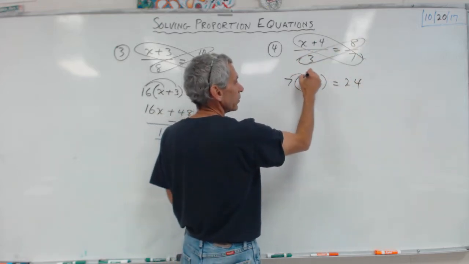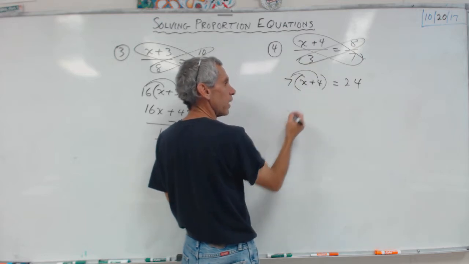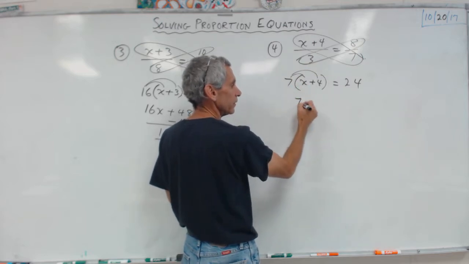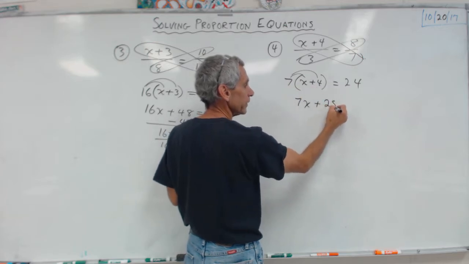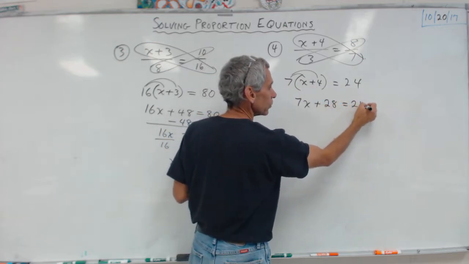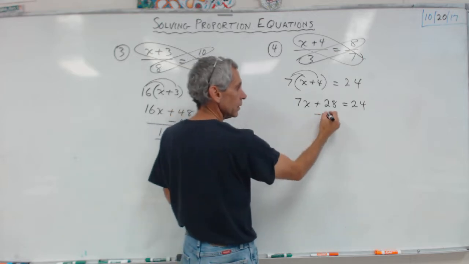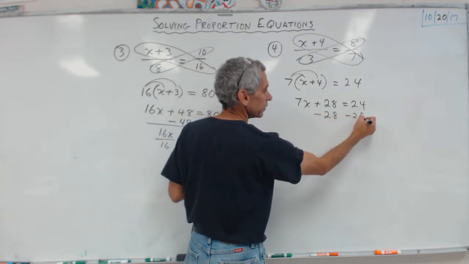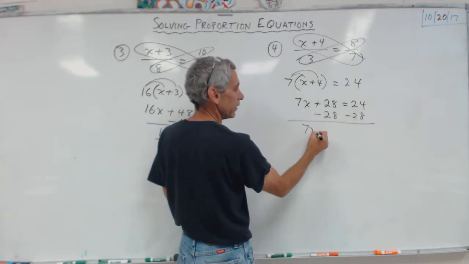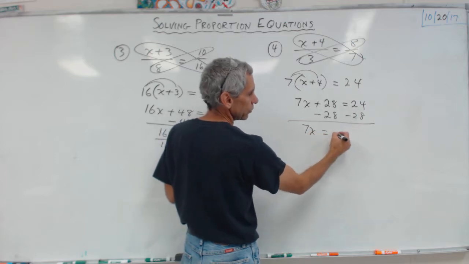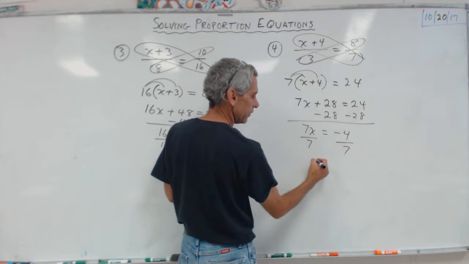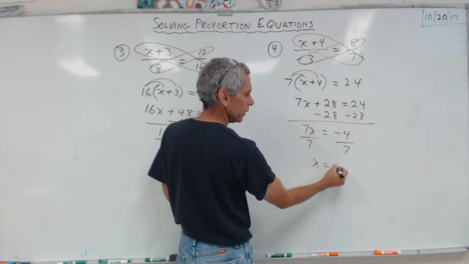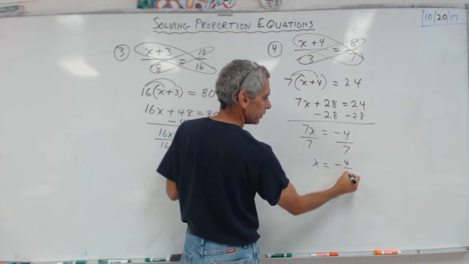Now I'm going to multiply using the distributive property. 7 times x is 7x plus 7 times 4 is 28, equals 24. Now I'm going to subtract 28. That gives me 7x is equal to negative 4. Divide by 7, divide by 7. x is equal to negative 4 sevenths.